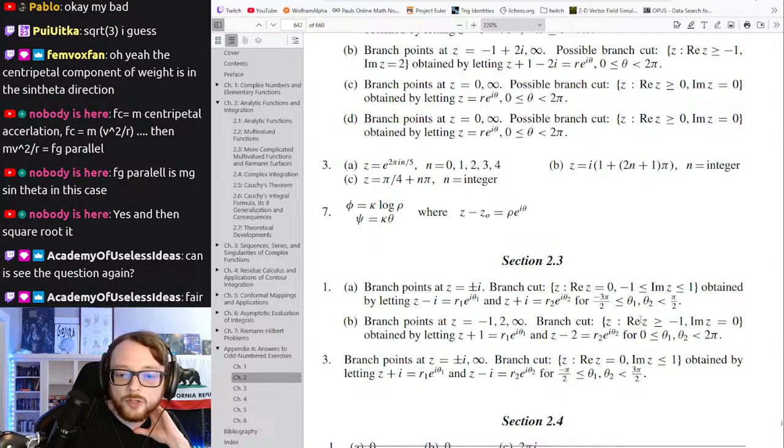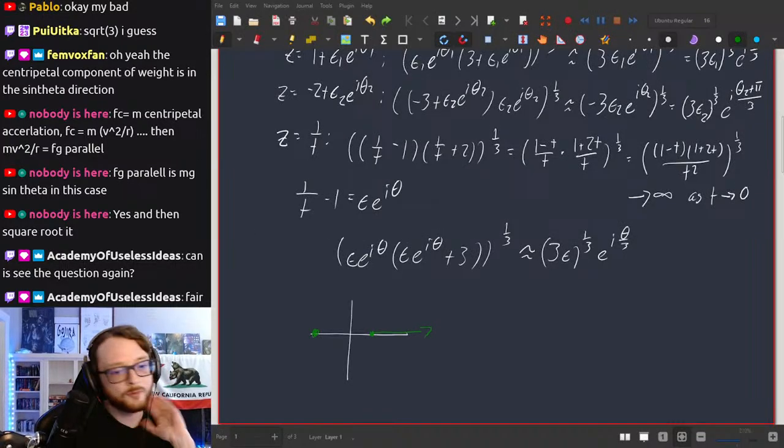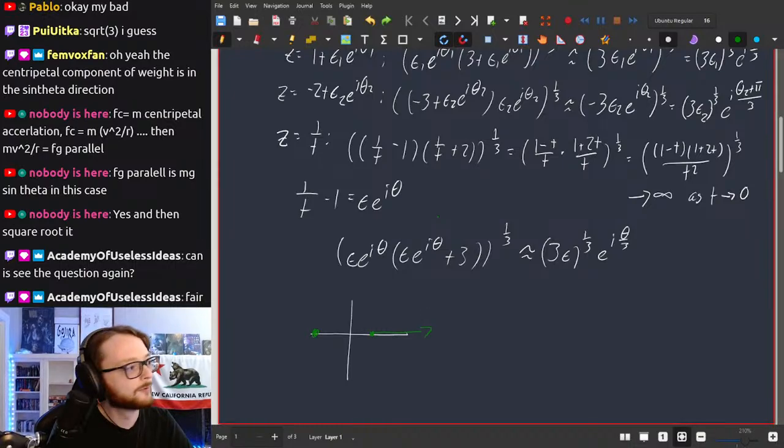The branch cut is for real part of Z. Oh no. Really? The branch cut? So the branch cut just plows through one of the branch points. They're just taking the branch cut like that. I guess I need to think more about this.